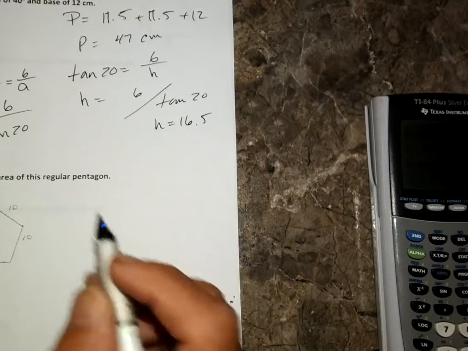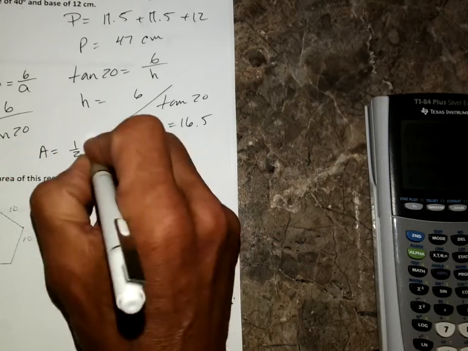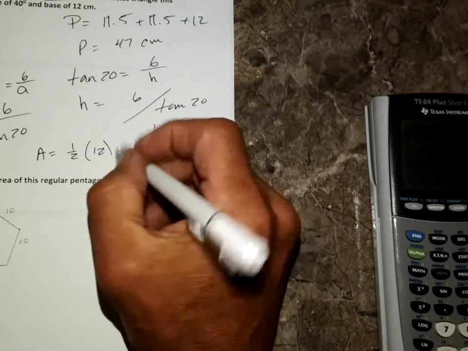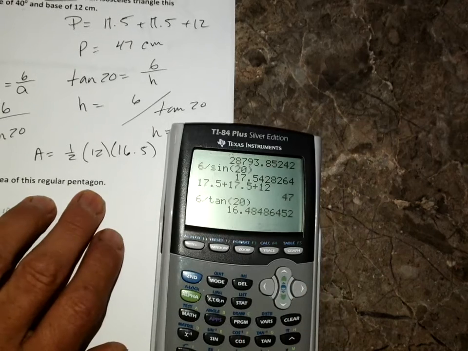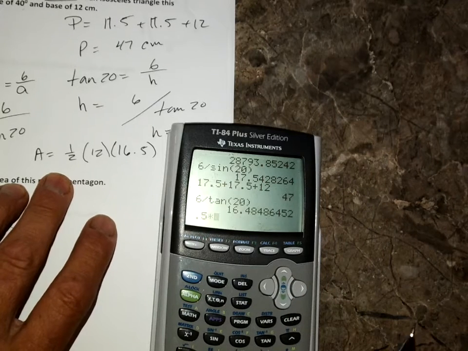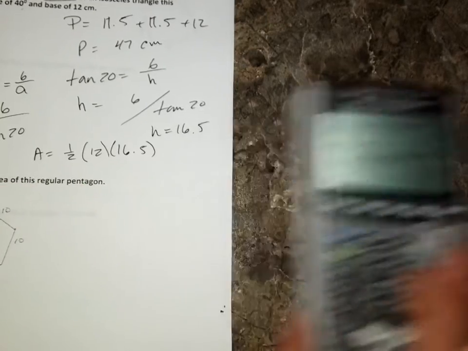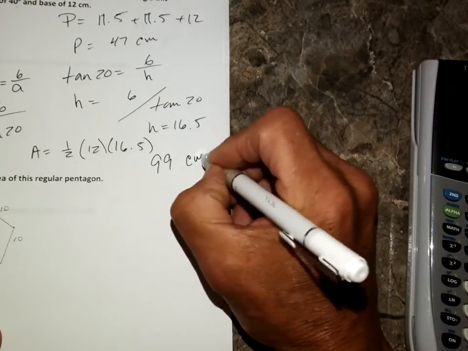So the area of any triangle is equal to 1/2 base, which is 12, times the height, which is 16.5. Let's see what I get for an answer. Okay, so I'm going to go 1/2 times 12 times 16.5, and I get an answer of about 99, and that would be in terms of centimeters squared.